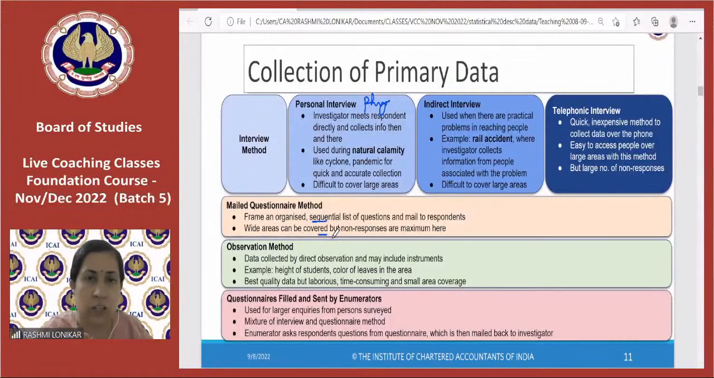I can reach a student in Sikkim, I can reach a student in Porbandar or even Chennai. So that is possible, but what happens is that people should respond also. So with the mailed questionnaire, I draft the questions and I send them to so many people and wait for the responses.